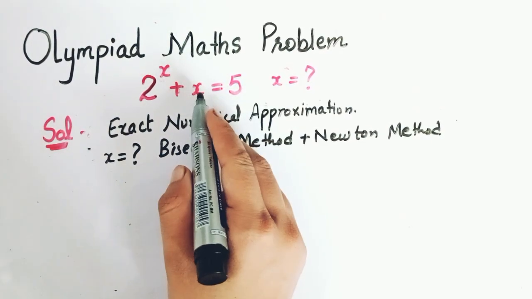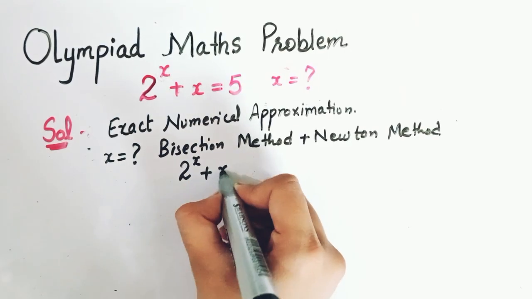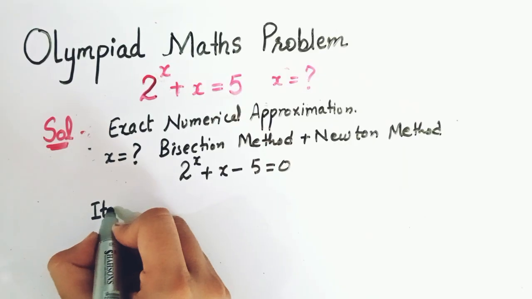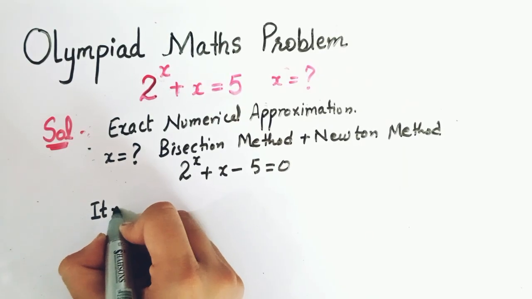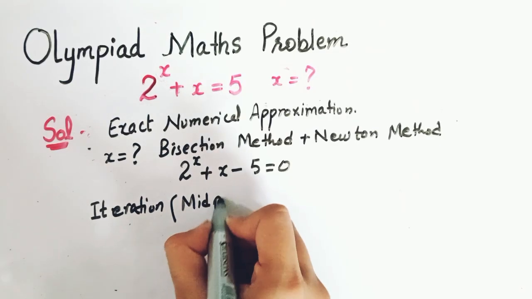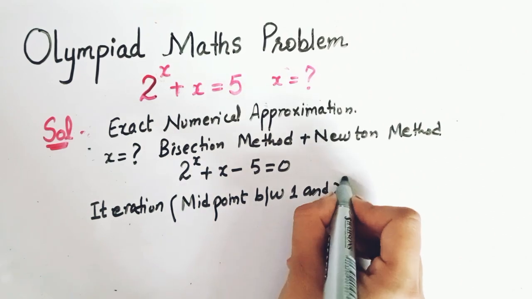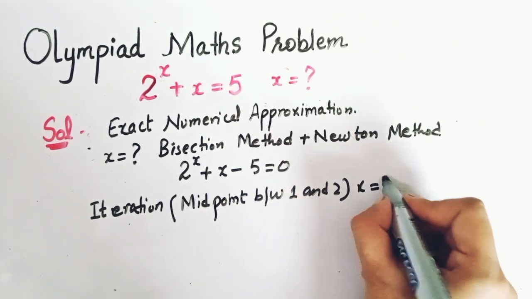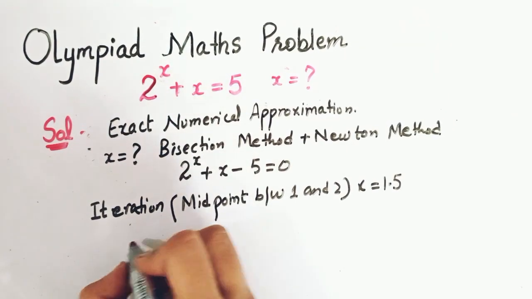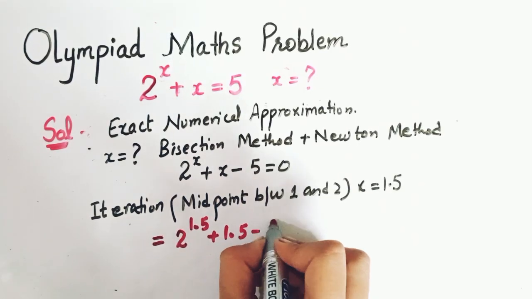So first of all, we will make this an equation equal to zero: 2 raised to power x plus x minus 5 equals 0. So the first iteration will be the midpoint between 1 and 2. So x equals 1.5. So we have 2 raised to power 1.5 plus 1.5 minus 5.